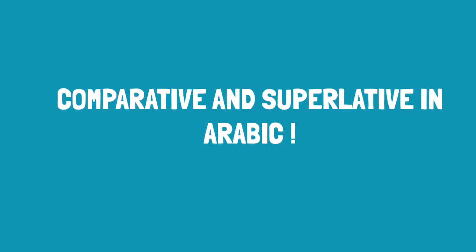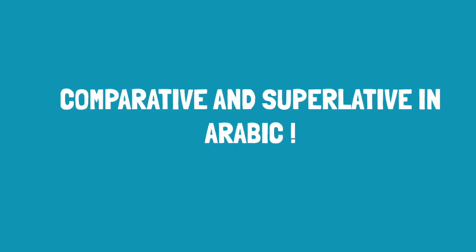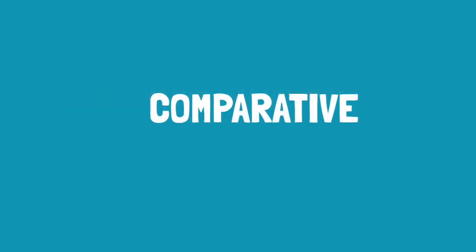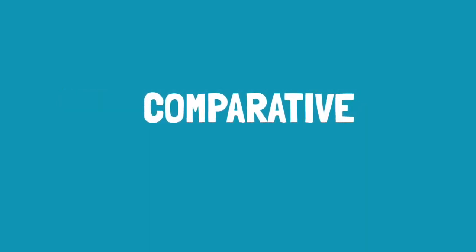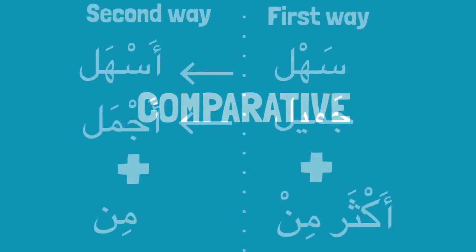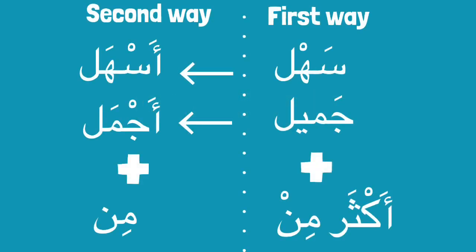Today our lesson is going to be about the comparative and superlative in Arabic. So let's start our lesson. Now, starting with the comparative, for the comparative we have two ways. Let's start with the first way, which is the first column on the right.